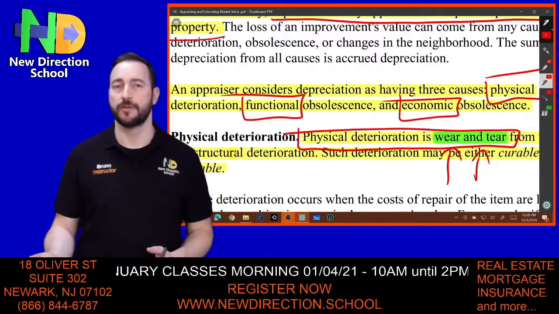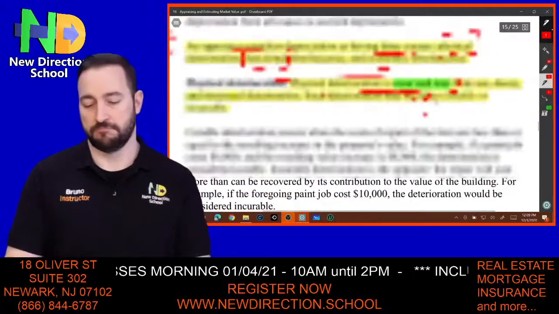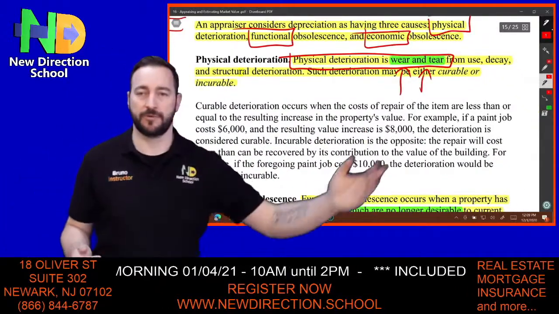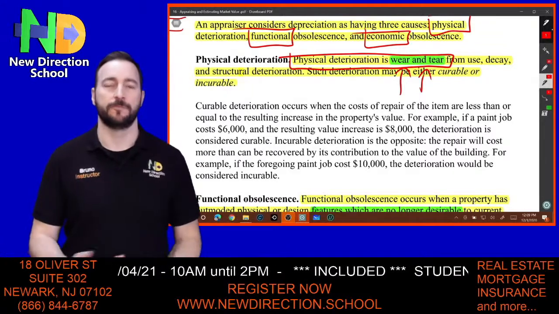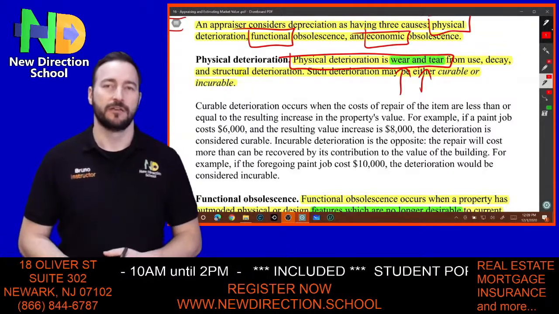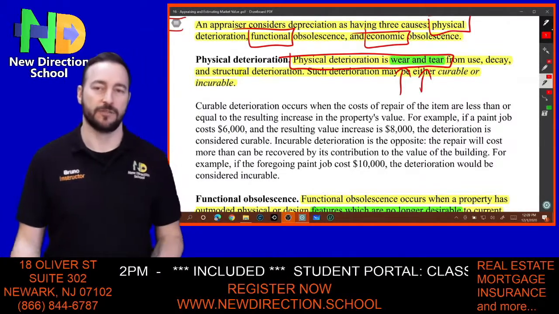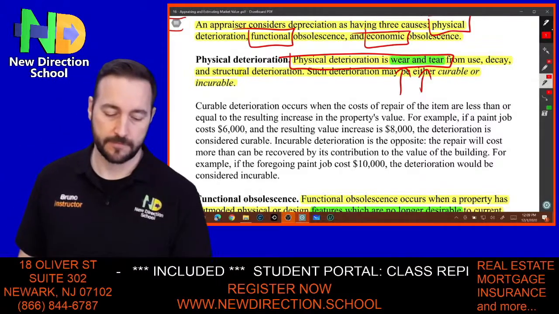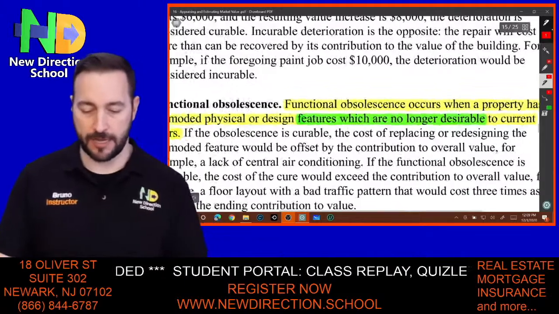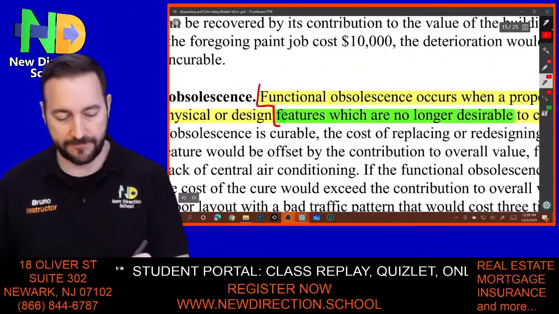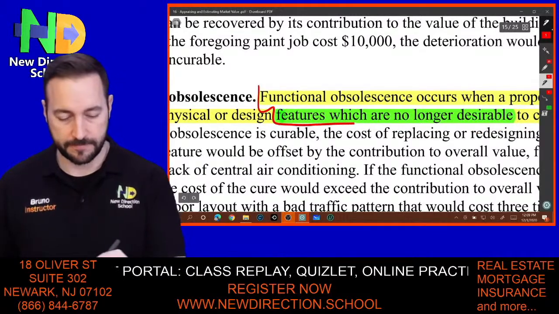Okay? Every time you see physical deterioration, look for damage. Now, it might be curable or it might be incurable. So curable means that, hey, like painting, right? This is the example here. Like painting, that's easy to do. It doesn't cost that much, so it's curable. Incurable means that the expense to fix doesn't justify it. So might as well not do it. That's incurable. Functional, okay? If you see functional obsolescence, we're talking about features of the house that are no longer desirable.